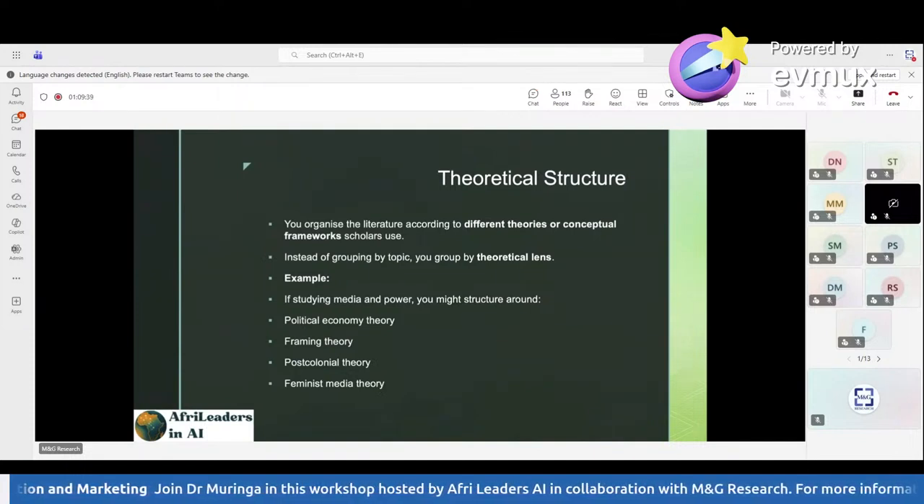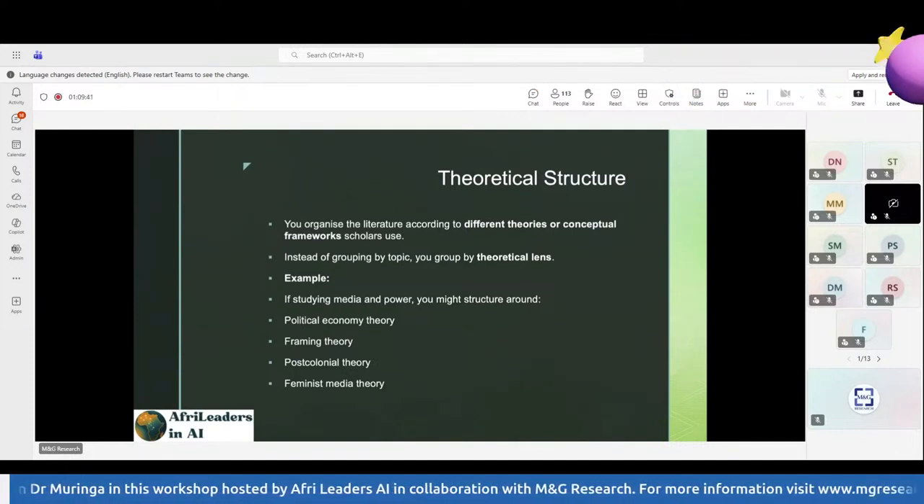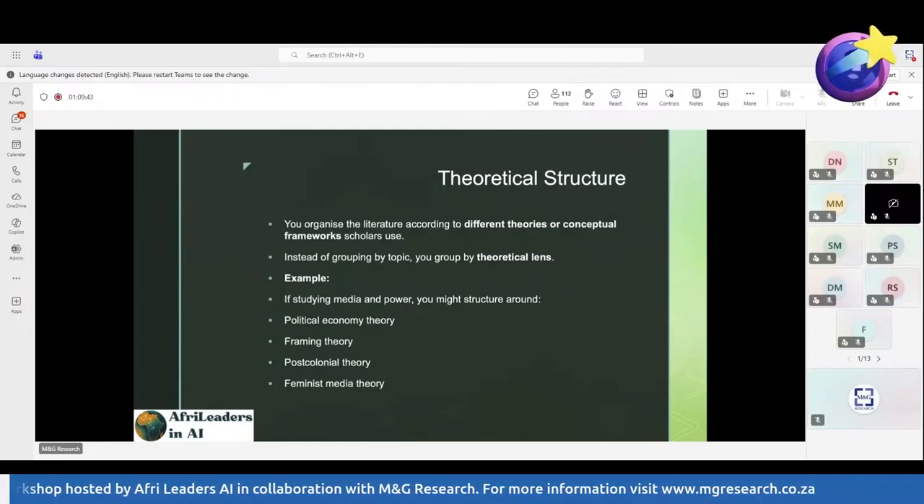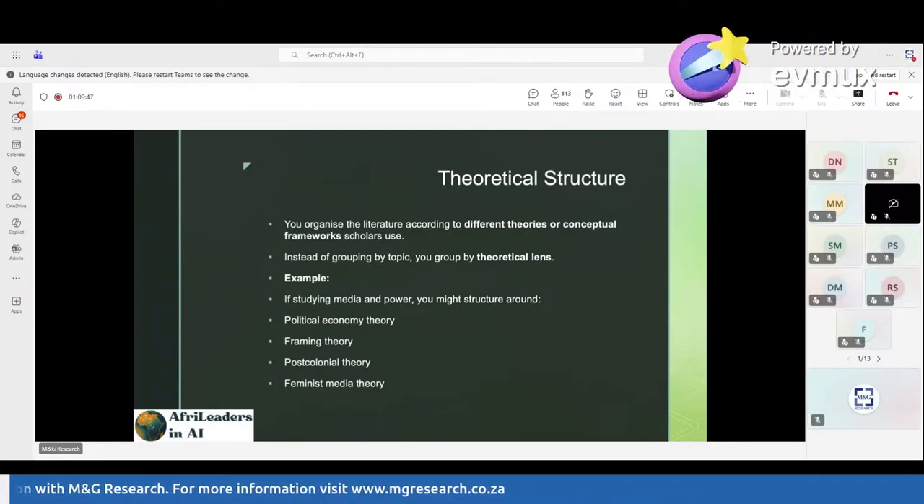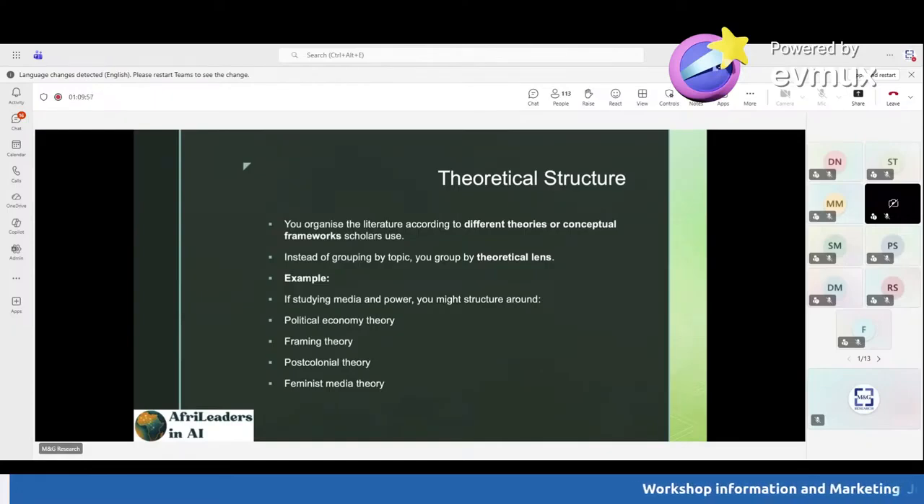So you say my study focuses on the reporting of women leaders, women politicians in the media. Then I think through, and I ask, what are the key concepts, sorry, the theoretical concepts that are commonly used by scholars?